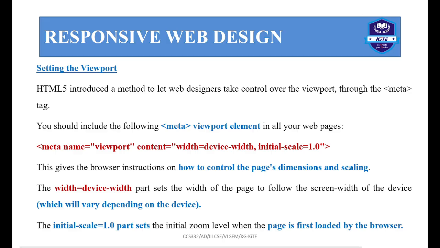Here, width equals device-width sets the width of the page to follow the screen width of the device, which varies depending upon the device. If it is a mobile, it will be resized accordingly. If it is a laptop, again it will be resized. Those resizes are given by mentioning width equals device-width. Next is initial-scale equals 1.0. This part sets the initial zoom level when the page is first loaded by the browser.